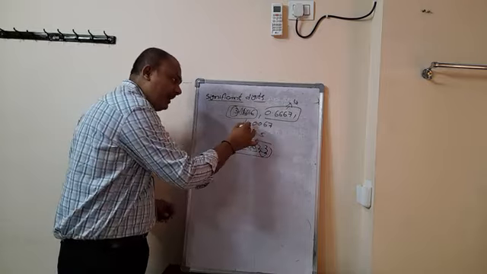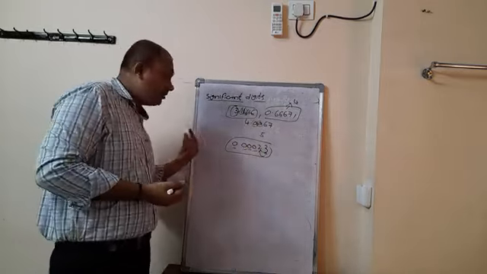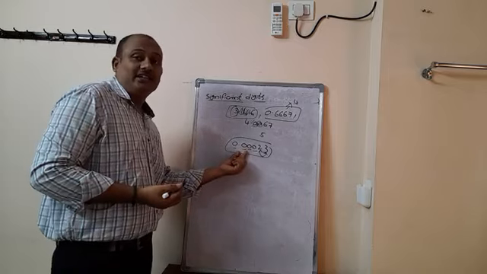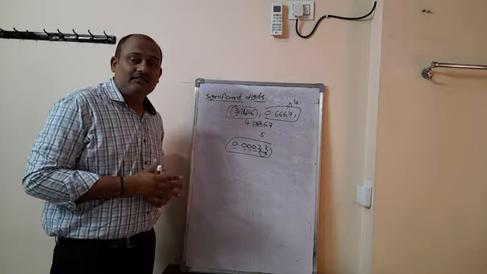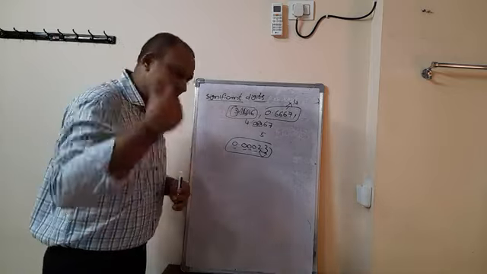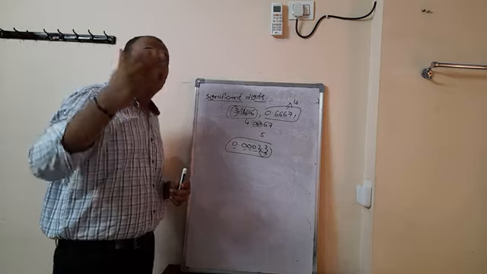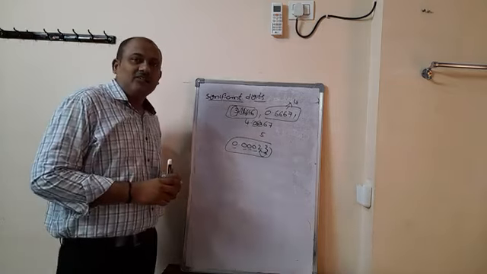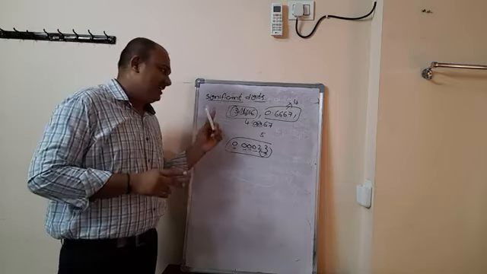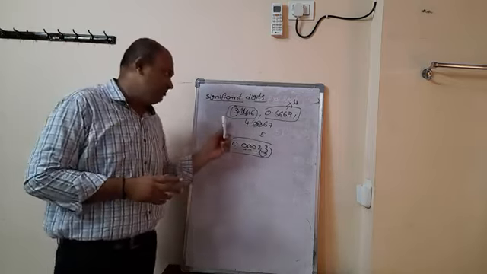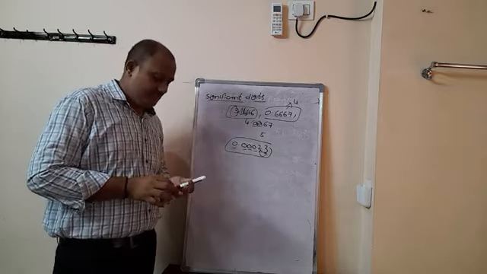But in 4.0067, after the point, these 2 zeros are considered as significant digits. But before that, you can't take them as significant digits. This is a major difference in significant figures and significant digits. What is the definition? The digits which are used to express a number are called significant digits or significant figures. These are the examples for significant digits and significant figures.